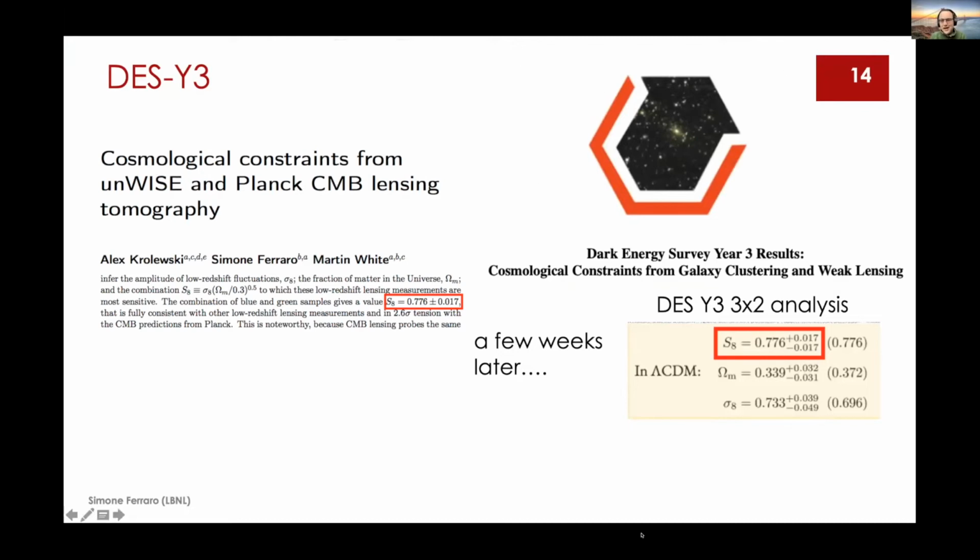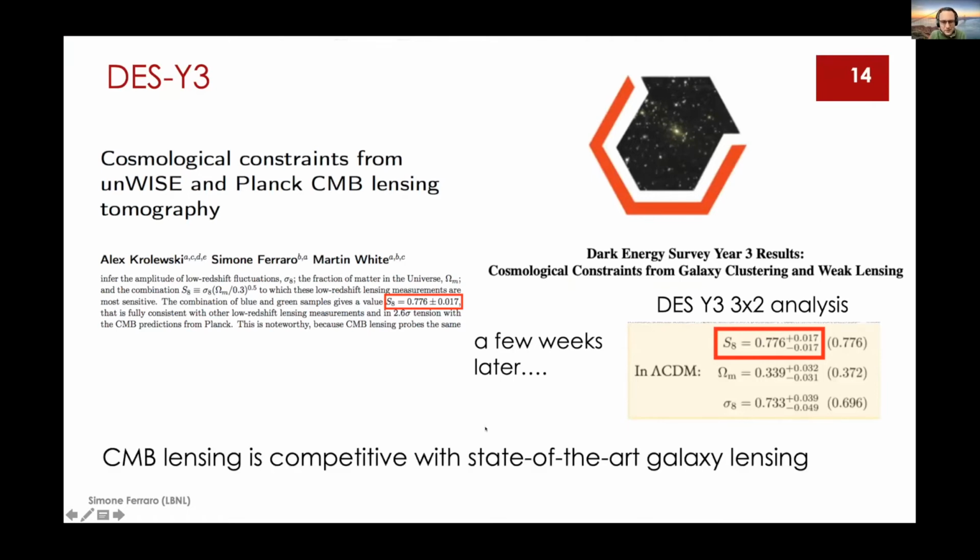So all I want to say, apart from the coincidence, is that first of all, they are fully consistent with each other, and also that CMB lensing is competitive with state-of-the-art galaxy lensing measurements. Of course, the analyses make different choices, so it's not exactly an apples to apples comparison, but in terms of sensitivity, we are very close, and it will keep being the case in the future going forward.